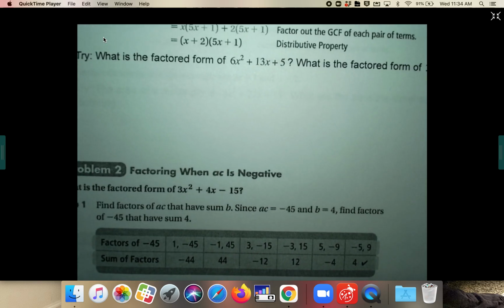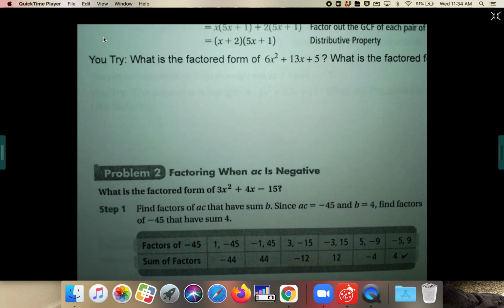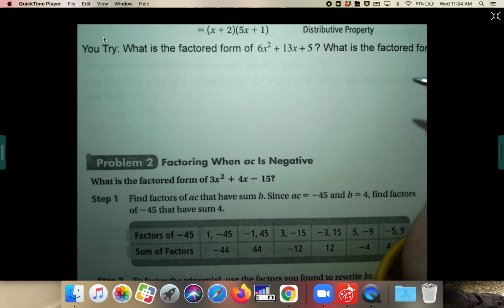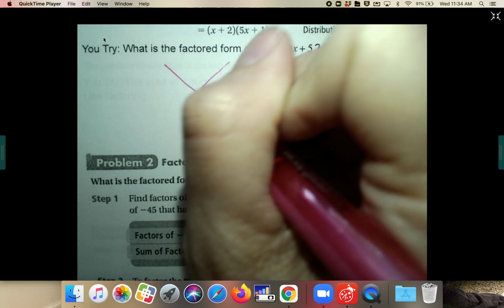So get ready to just start trying this on your own. Or with me, just kidding. I won't make you do it on your own. I know it says you try, but let me keep doing it with you. So let's do this diamond method again.